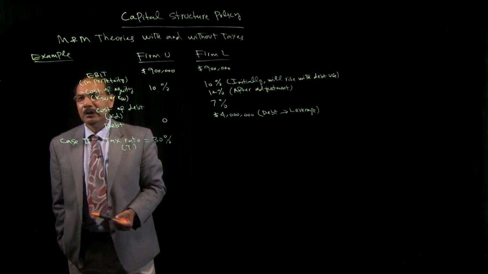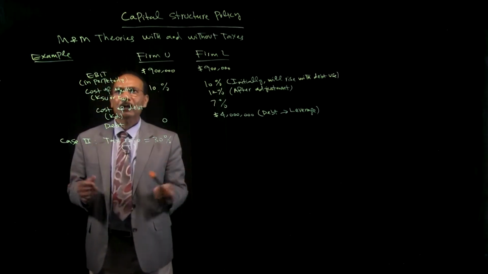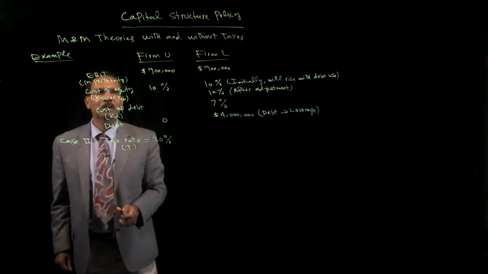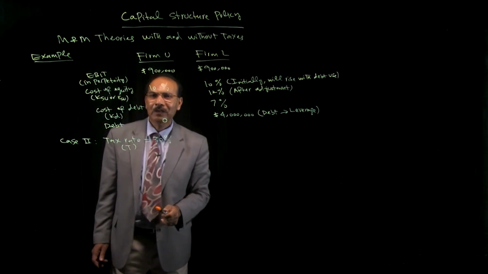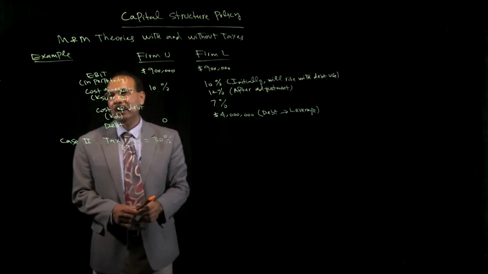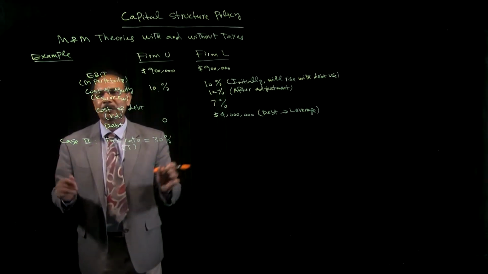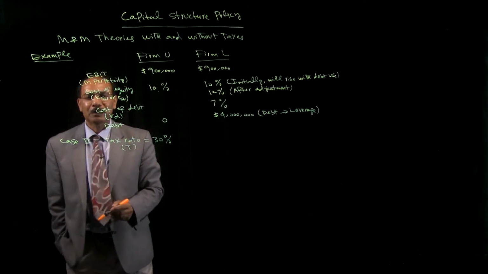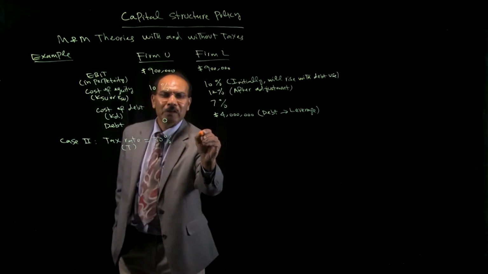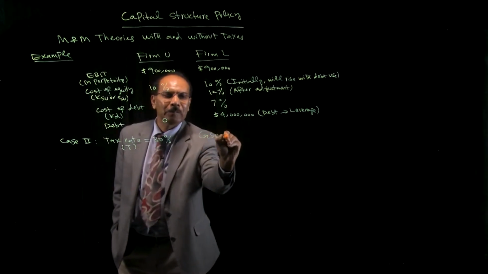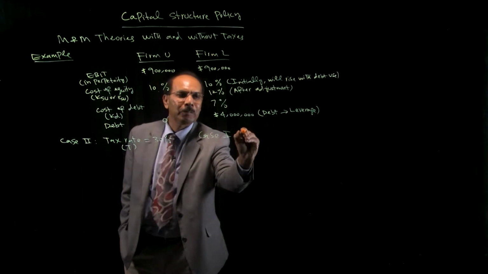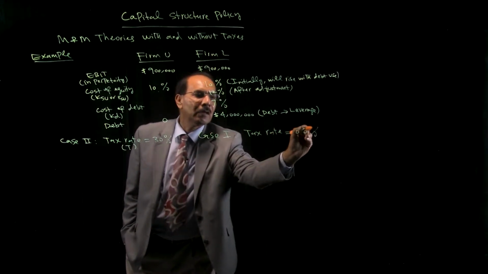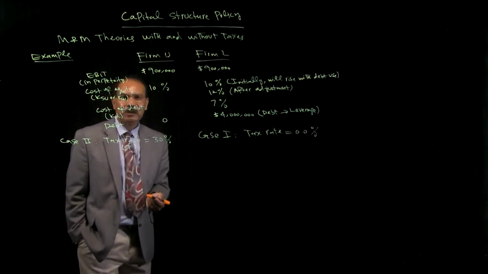So one of the main theories that really explains how this comes about is going to be Modigliani and Miller theory, known as M&M theory in finance. And these two guys, as you read in your book, won the Nobel Prize in Economics for giving us the explanation here. So let's take their second case rather than the first case. Second case is tax rate is going to be 30%. And the first case is going to be assuming there are no taxes.